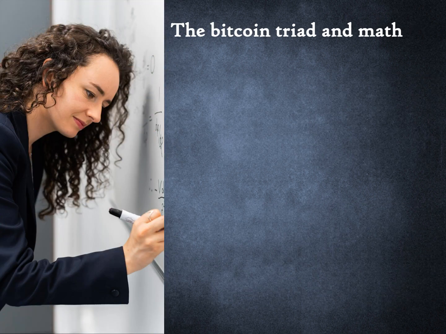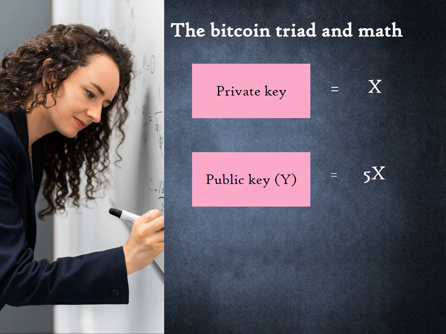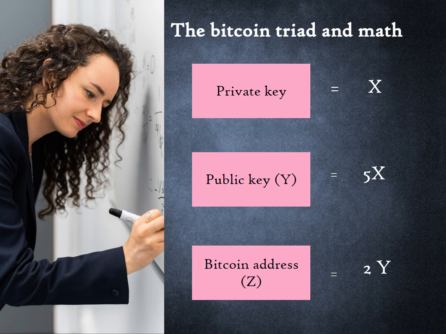Consider a set of simple mathematical equations. The private key is x. The public key, y, is 5x. The Bitcoin address, z, is 2y. In the crypto ecosystem, all mathematical functions being applied are publicly known. The problem is that if you make y or z public, anyone can back calculate the private key since the formulae are known to everyone. Even if we used much more complex mathematical equations than this example, one could deploy computers and back calculate the private key.